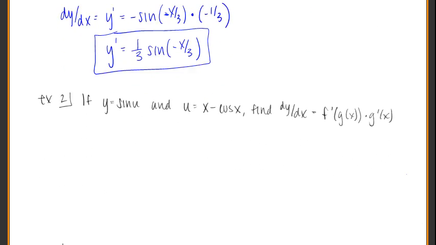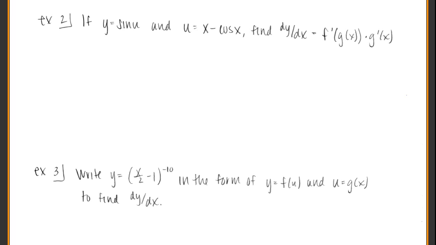Okay, so let's go on to the next one. If sine of u is going to be our main function, y, and u equals all of this, we're going to find the derivative. Okay, so let's plug what u is back into your function. So instead of just sine of u, it's going to be sine of x minus cosine x.